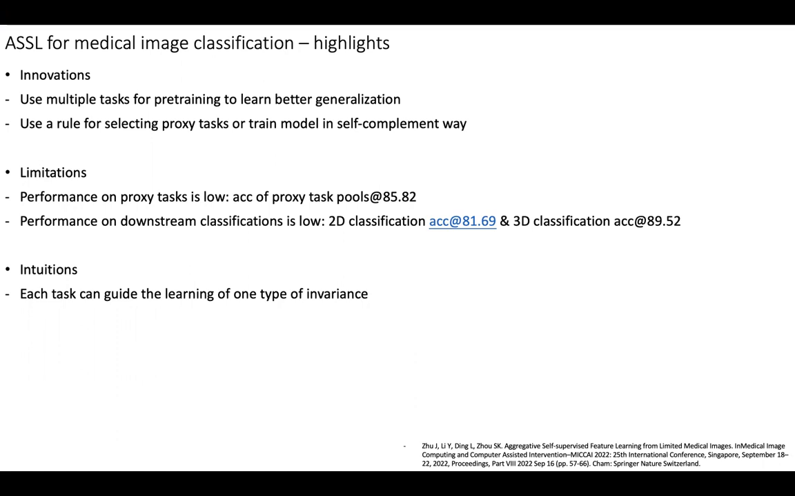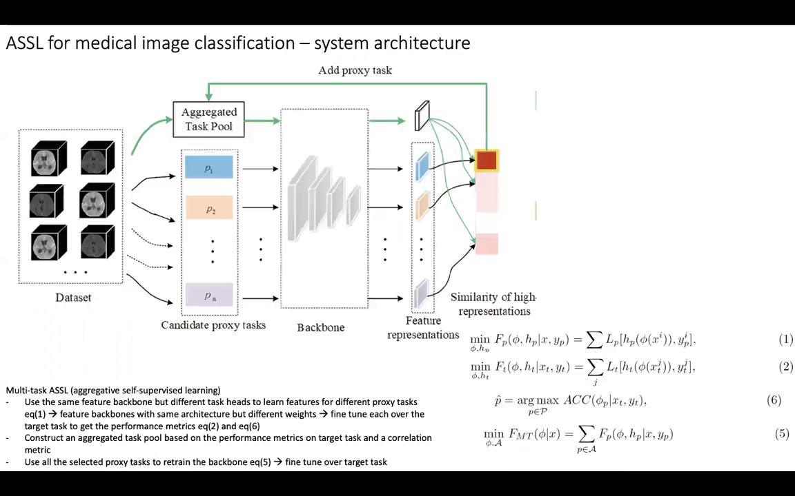The intuition behind this approach is that each proxy task can help the model to learn one type of invariance. When we use multiple tasks for pre-training, we expect the model to learn different types of invariances, and these different invariances can be very helpful for downstream tasks such as classification.